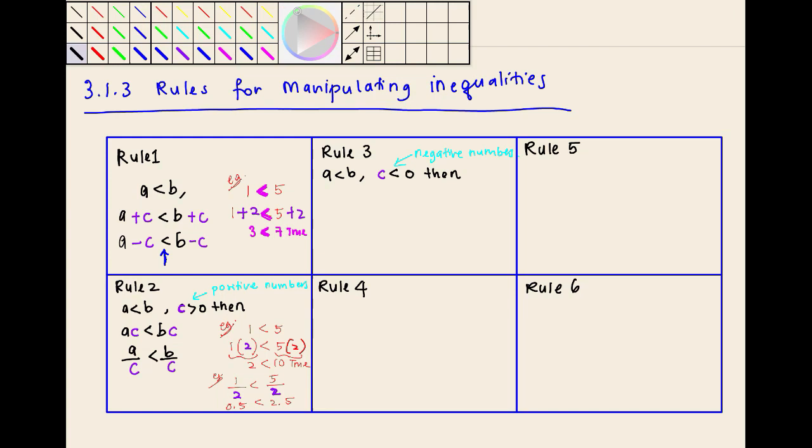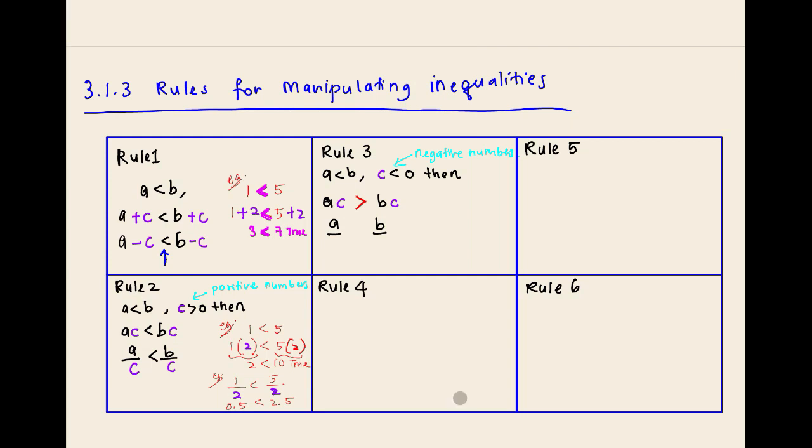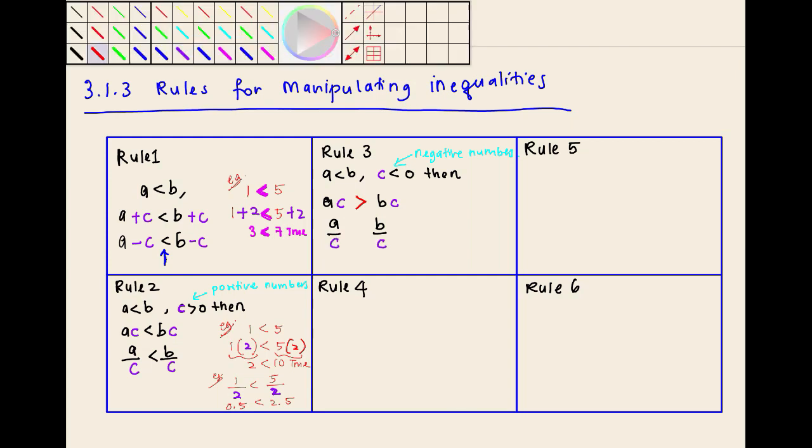Then A multiply with, kalau you darab, you ada A dengan B, you darab dengan C, what will happen is, this will change direction. Okay, dia akan jadi greater than. Sama juga dengan bahagi. So if you divide A and B divided with C, which is a negative value, so you akan dapat greater than. Okay, dan you perhatikan, this inequality change direction. Dia jadi lebih besar. Dengan syarat C adalah negatif.